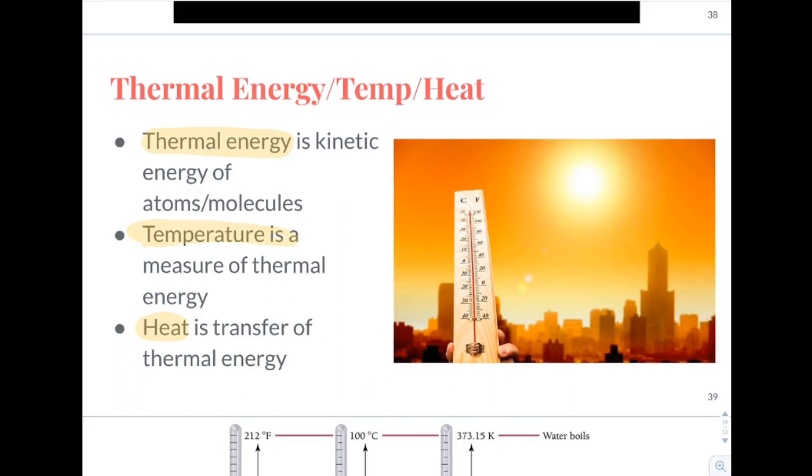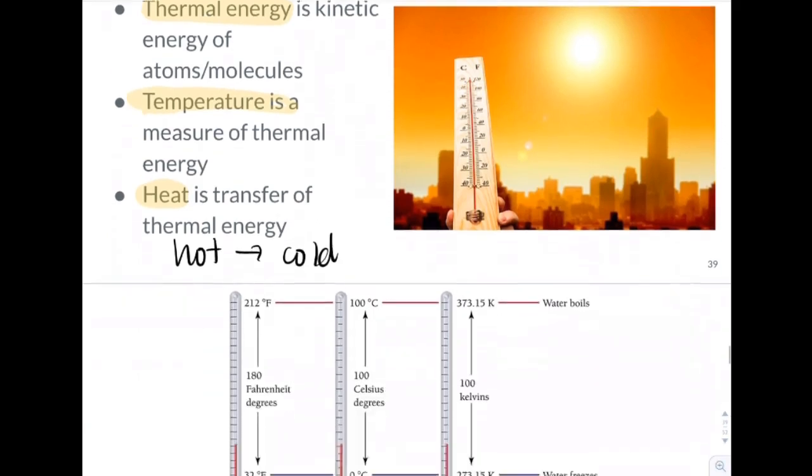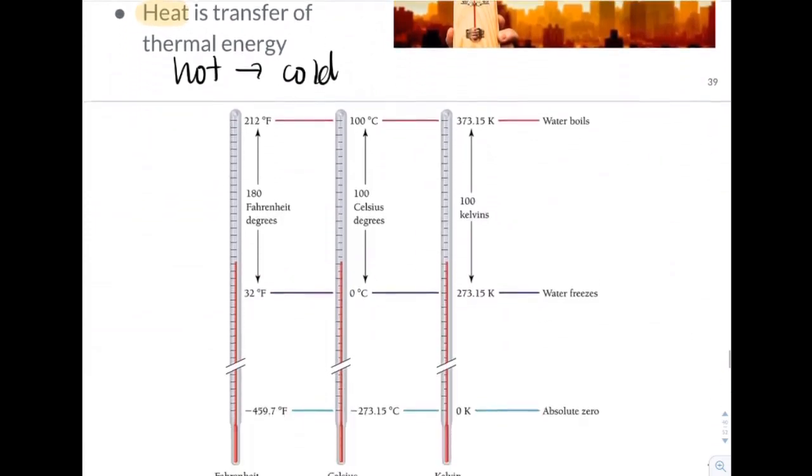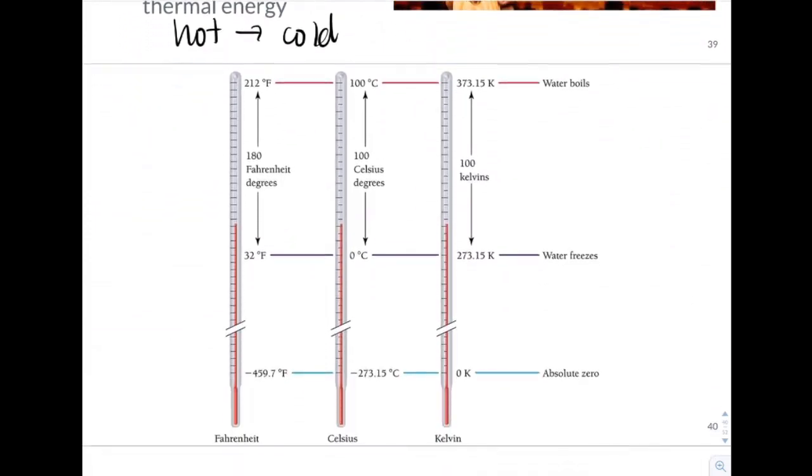But heat is when you have a transfer of thermal energy. So two things coming into contact with each other can transfer that energy. And energy always moves from hot to cold, from high kinetic energy to low kinetic energy. Now when we're talking about temperature, we're going to be talking about all these different temperature scales. We got Fahrenheit, we got Celsius, we got Kelvin. And so this kind of helps you figure it out. So if you're more comfortable with Celsius or Fahrenheit, you can think about it in terms of Kelvin.